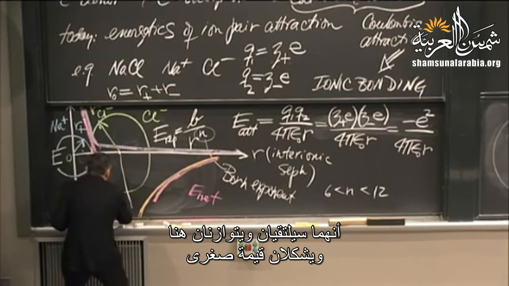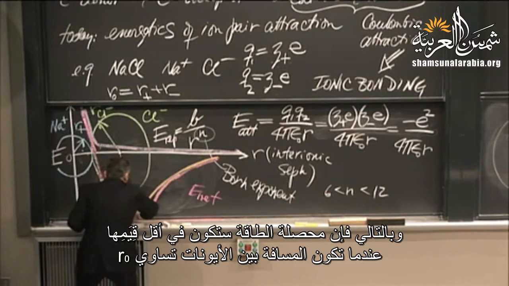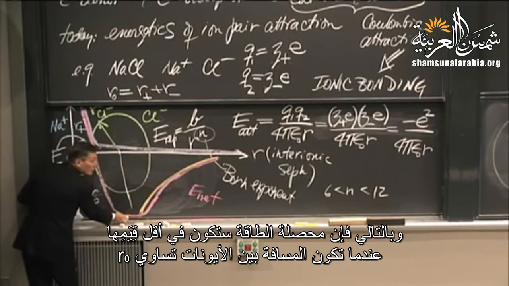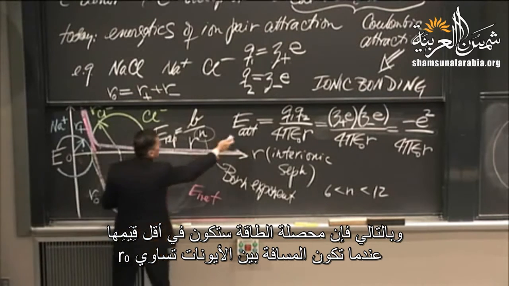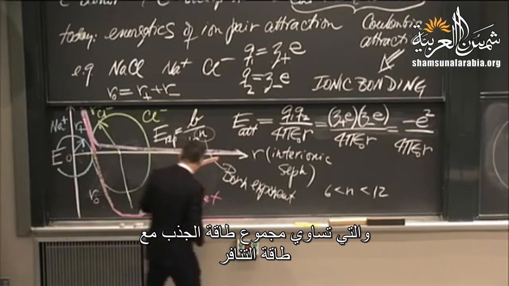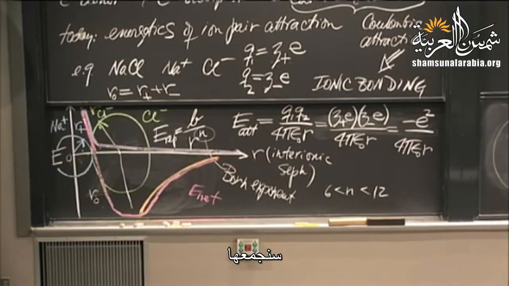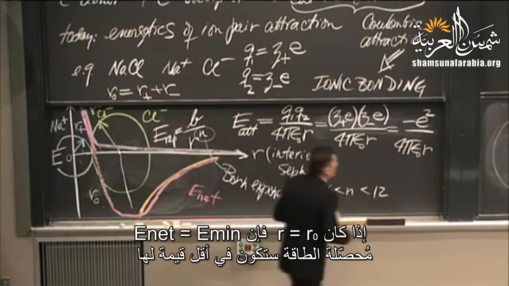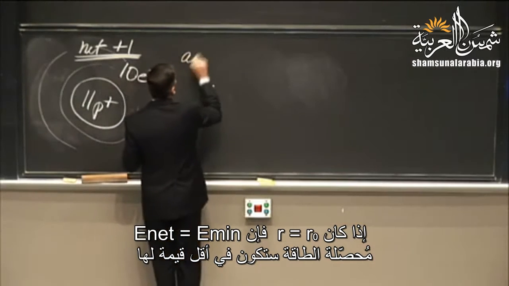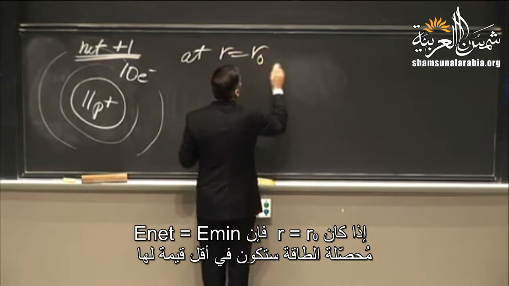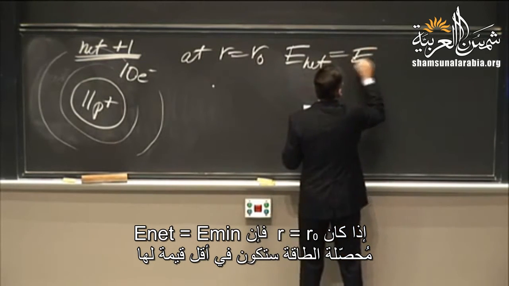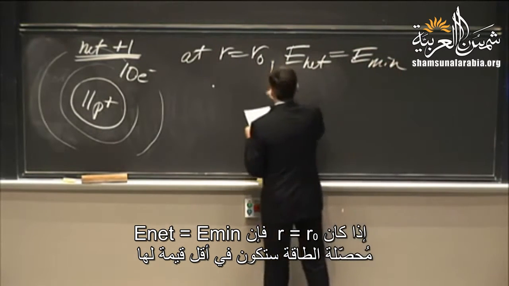So I'm going to cheat a little bit here, and I'm going to add these two in such a way as to go through a minimum value of energy at r equals r naught, which is the sum of E attractive and E repulsive. So we can sum those two, and let's see what we get. At r equals r naught, E net is equal to its minimum value.